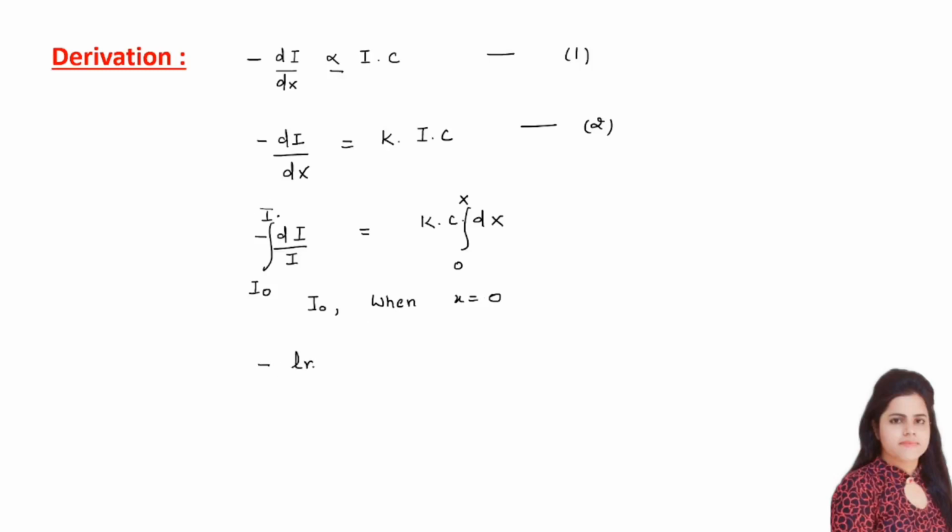So when I integrate, it will become minus ln of I by I naught, and that will become equal to k c x minus 0, it will become x. I can remove this minus also and reverse this ratio. So it will become ln I naught by I equal to k into c into x, which I can call my third equation. Then I will change this form, or I can write some other forms. My third equation was, again I am writing, ln I naught by I equal to kcx. That was my third equation.